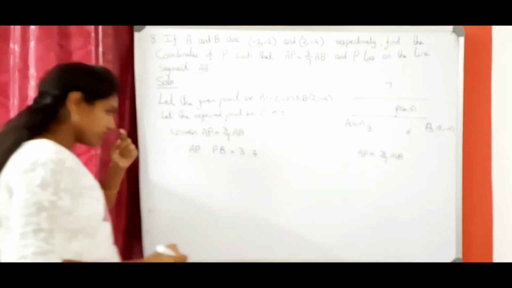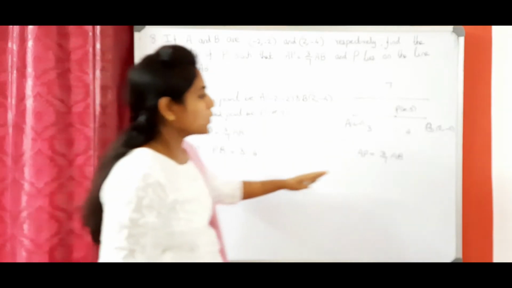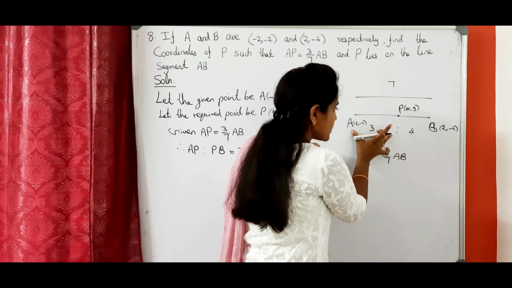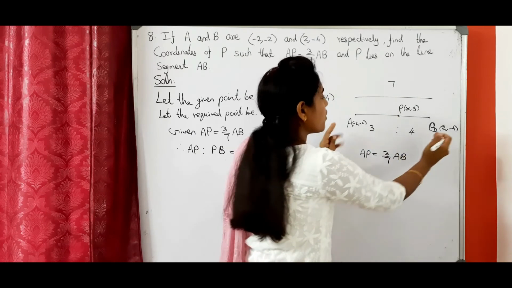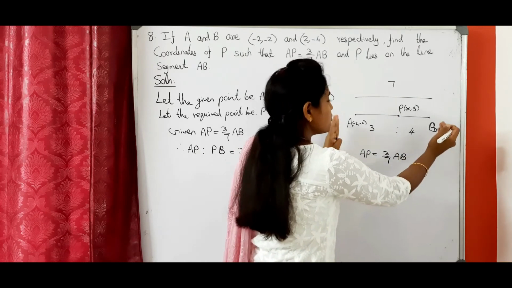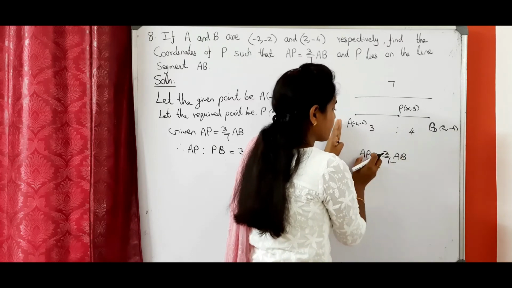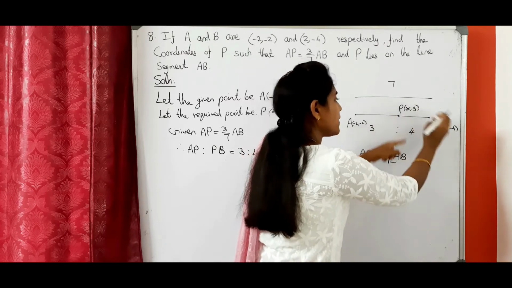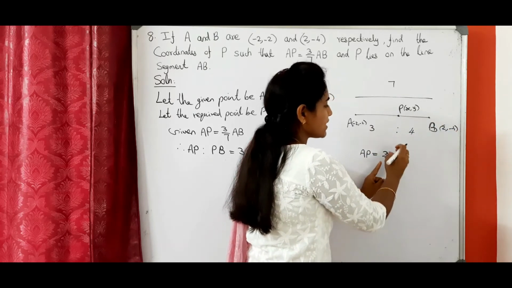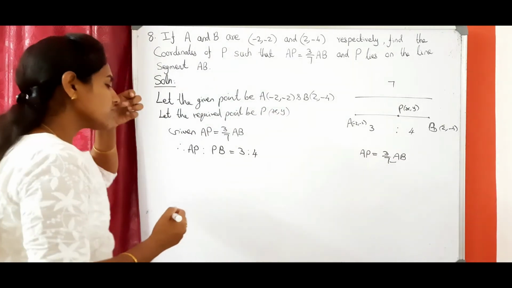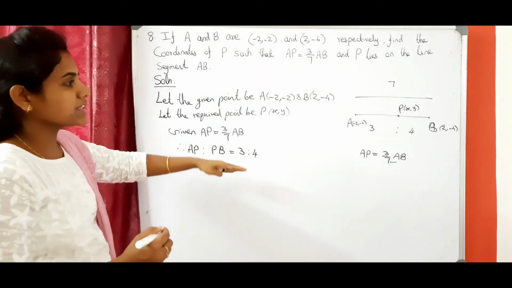Now we know the ratio, 3 to 4. How do we find it? Listen carefully. AP equals 3/7 of the whole distance AB. So out of the full distance 7, only 3 is AP. The remaining is PB, which is 7 minus 3 equal to 4. Like that we need to find the ratio.